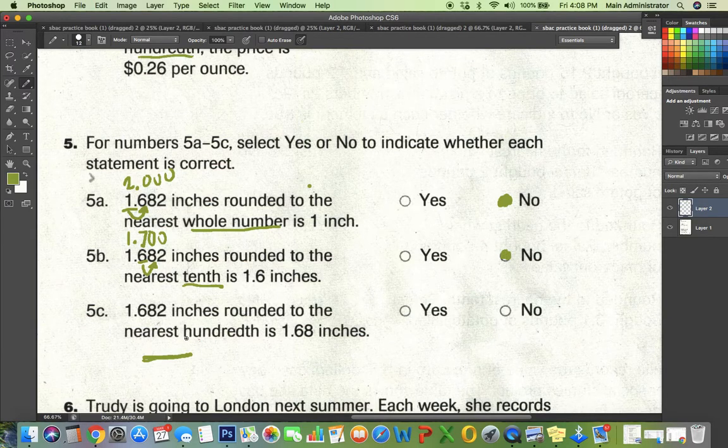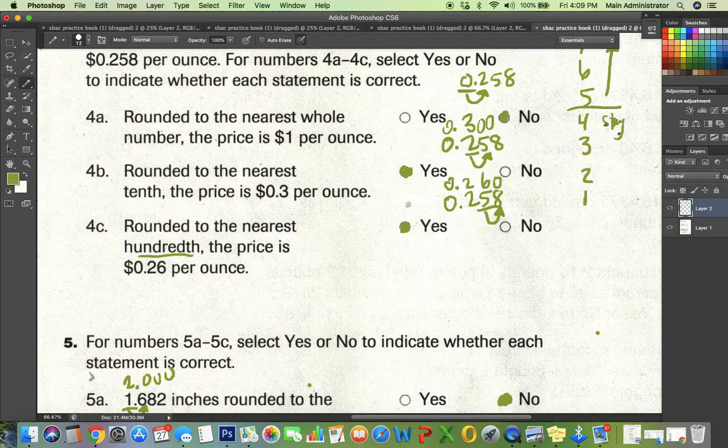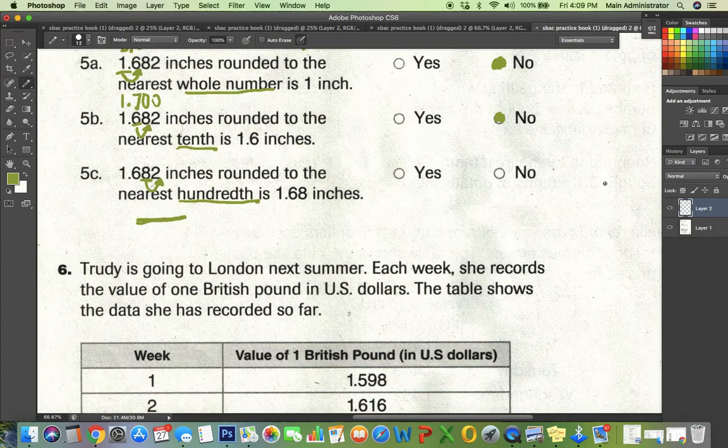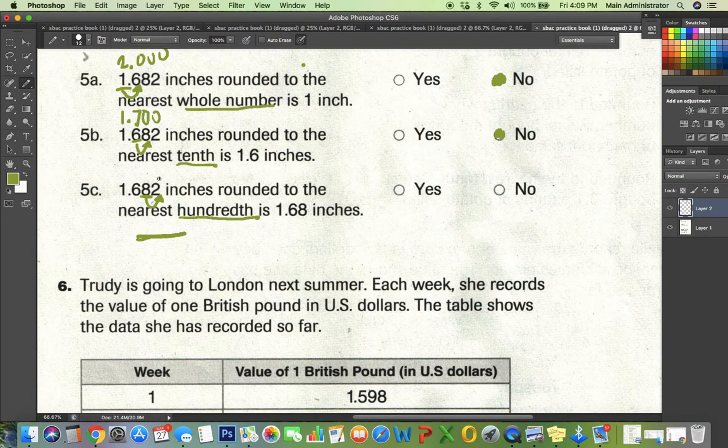The last one says the nearest hundredth. So I'm going to underline the hundredths place and draw an arrow to the boss. The 2 tells the 8 what to do. And if you remember, the 2 is over here in the stay the same category. So it tells 8 you got to stay the same. So it's 1.68. Everything else becomes a 0. Yes, that one's correct. Let's take a look at number 6.